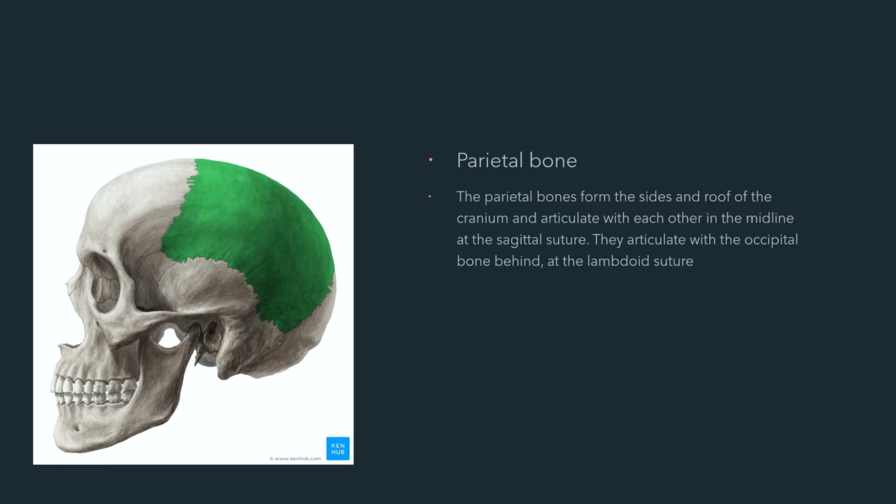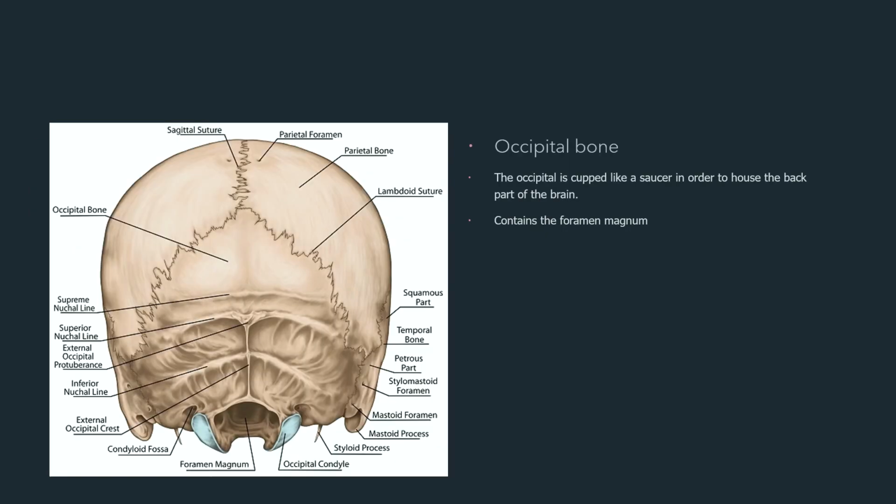So the next bone that we're going to discuss is the parietal bone, the one colored in green. The parietal bones are paired bones, and the two bones are separated by the sagittal suture. The parietal bones form the sides and roof of the cranium and articulate with each other in the midline at the sagittal suture. They also articulate with the occipital bone through the lambdoid suture.